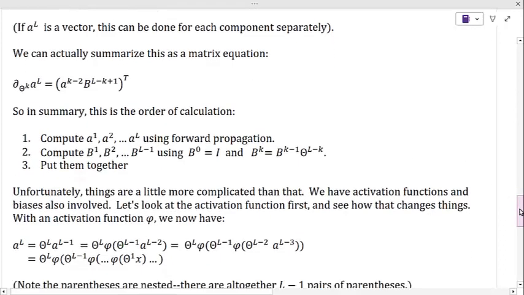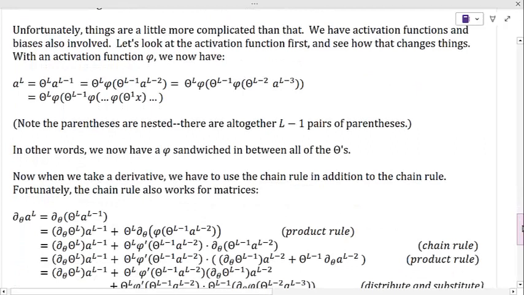But here we get a little bit of mathematical background. However, things are a little more complicated than that, and this is not shown in the slides. We also have activation functions and biases involved. So let's look at activation functions first and see how this changes things.